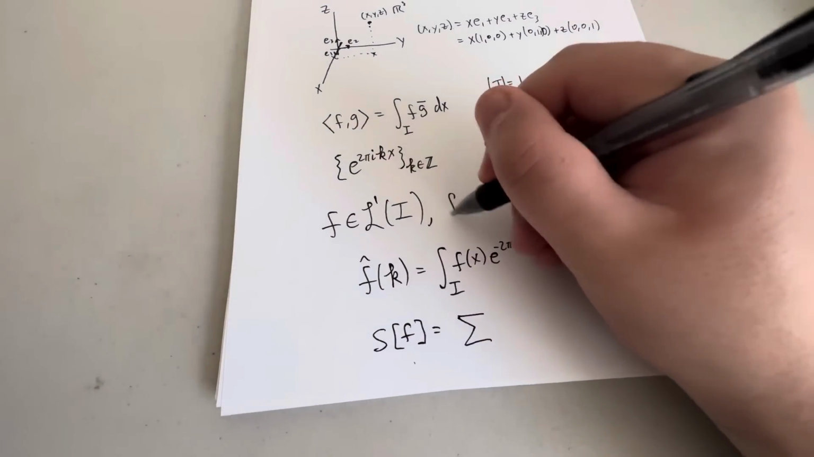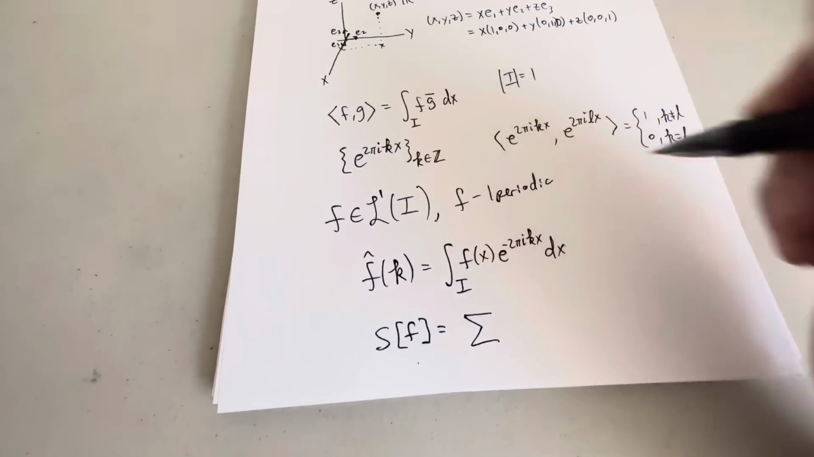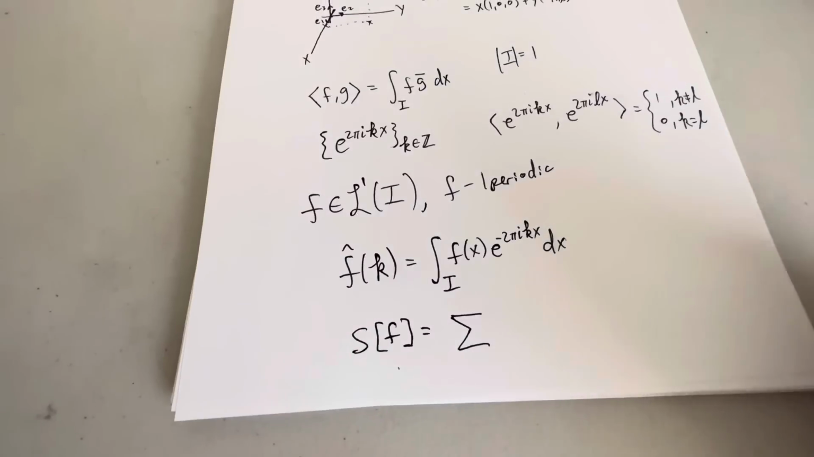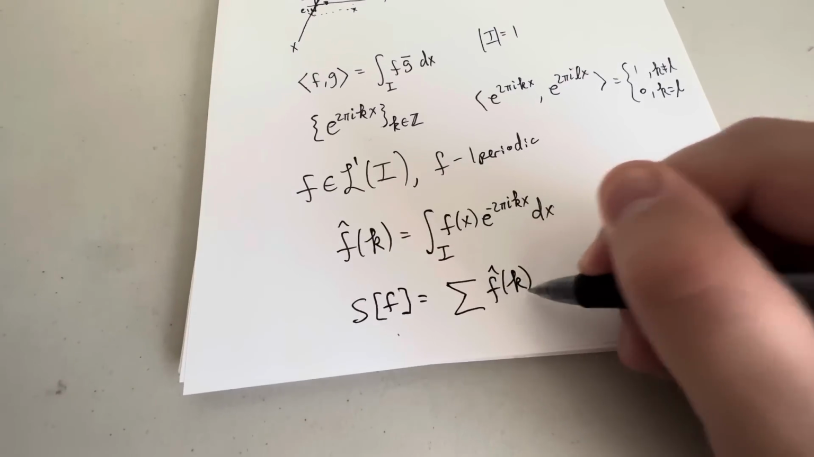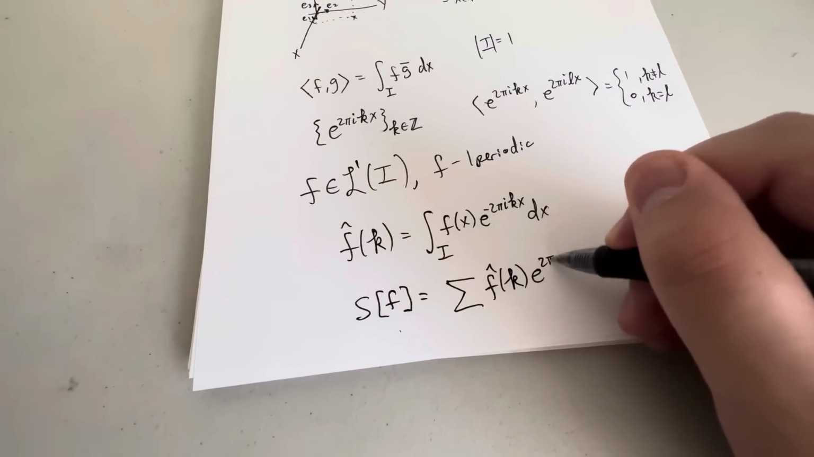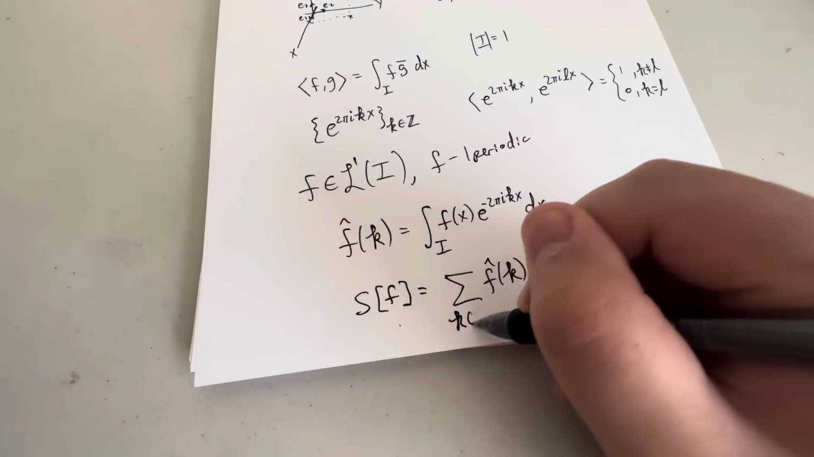Okay, maybe I should say that f is one periodic. Then this is equal to f hat k times e to the 2 pi i k x, and we want to sum over all integers k.